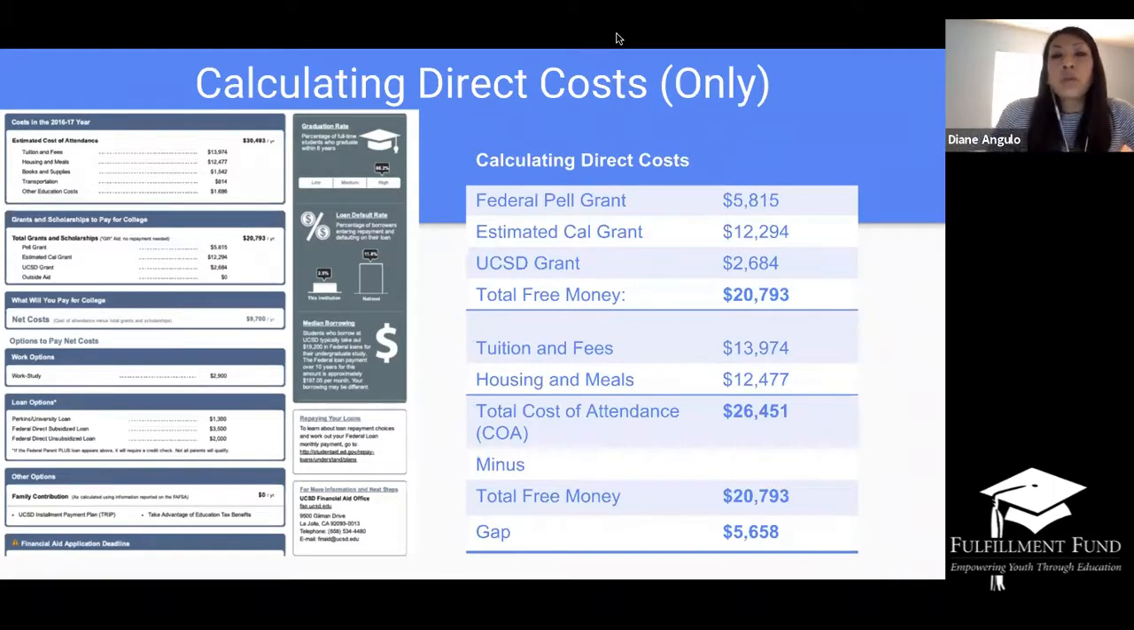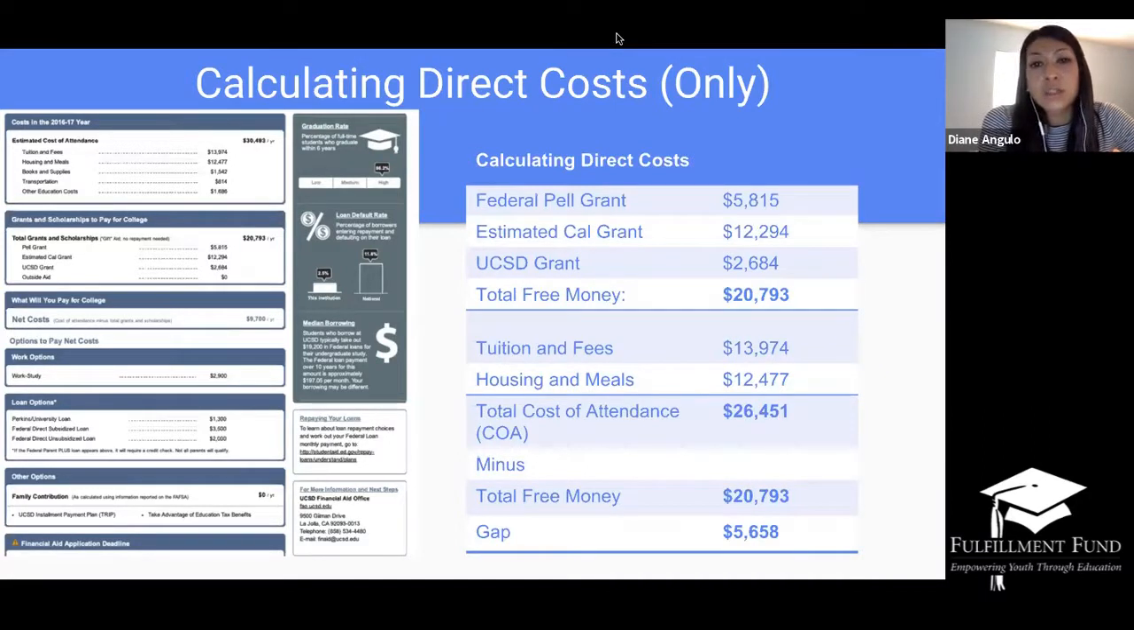So remember that we're only calculating the direct cost. This does not include books or travel expenses. So this gap, again, can be paid with loans that are being offered, with any scholarships that you may have. If you have any money set aside for college, this can also be paid using those funds. So keep that in mind. The gap does go a little lower in this option. And keep in mind, again, that you can always adjust your housing and meals.